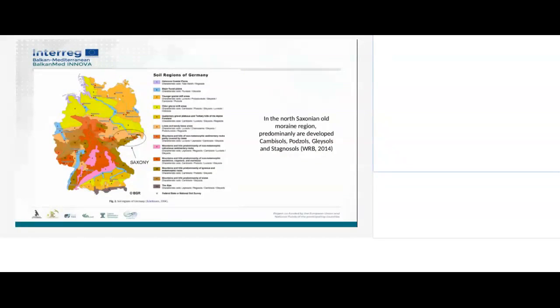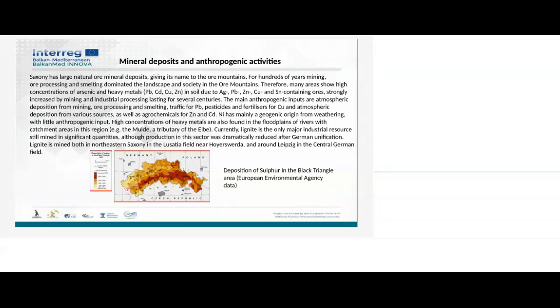Exploring the soil map of Germany, we see that the study area, which is here in this region, is characterized by the presence of several soil types such as cambisols, podzols, gleysols, and stagnosols. Another important piece of information which is necessary to obtain is related to the main industrial activities and the sources of pollution and loads.